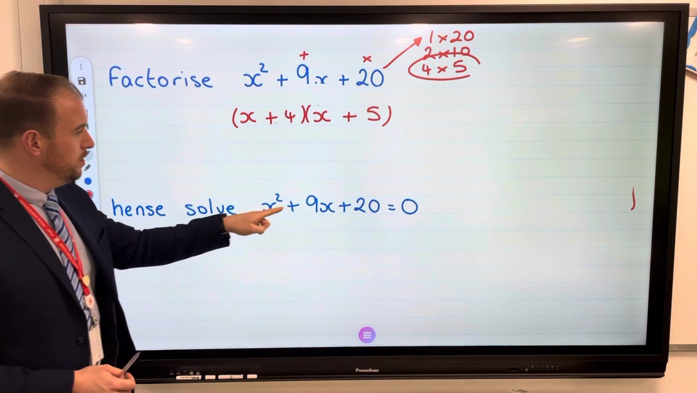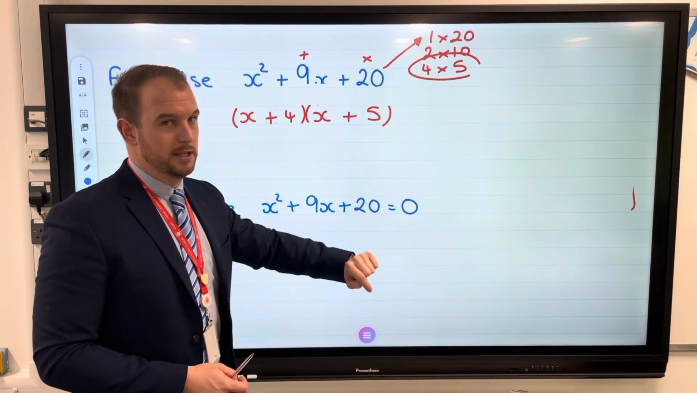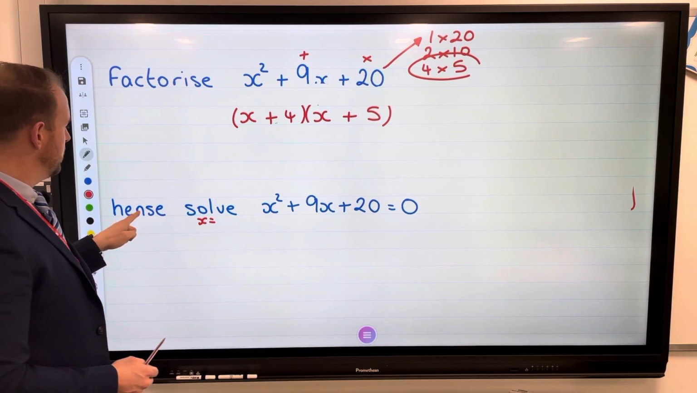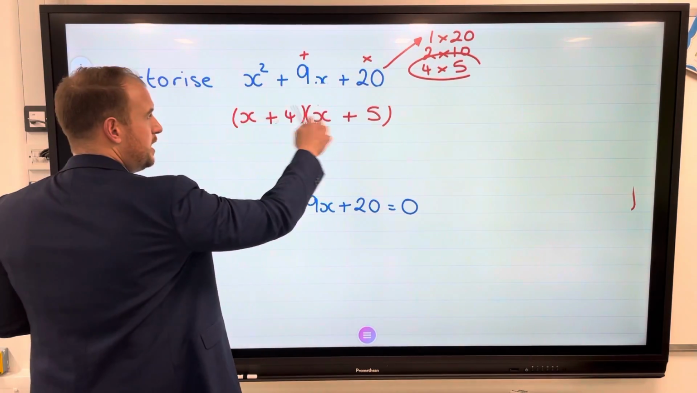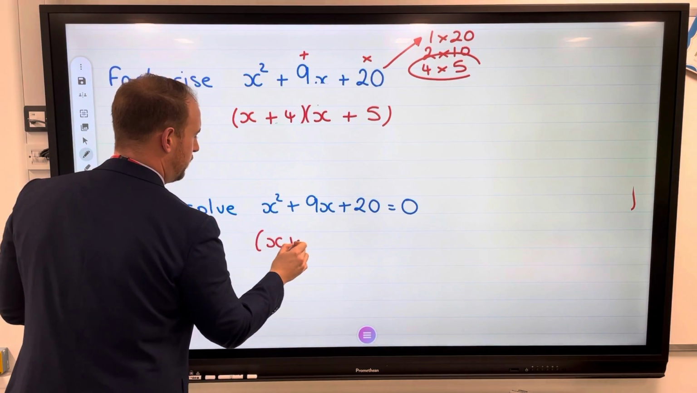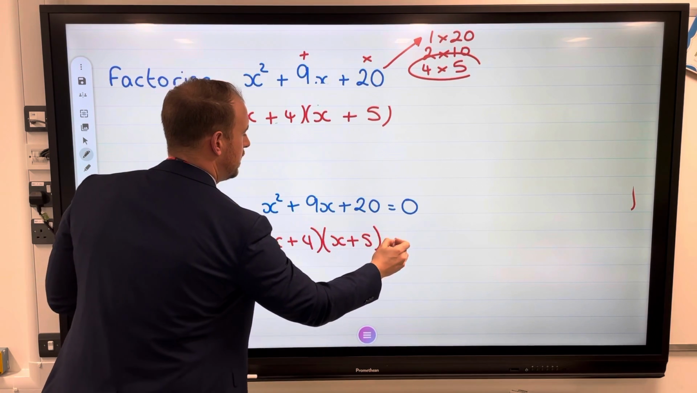Okay, so you'll notice these two are exactly the same. However, this is now an equation because it says equals 0. So in order to solve it, you have to factorise first. So we're going to bring this part, this answer, down into here. So we've got x plus 4, x plus 5 equals 0.